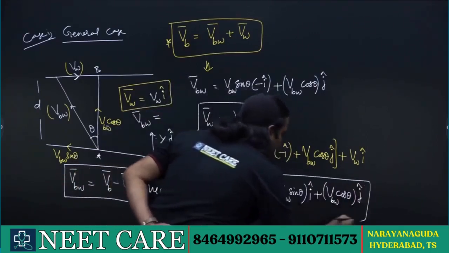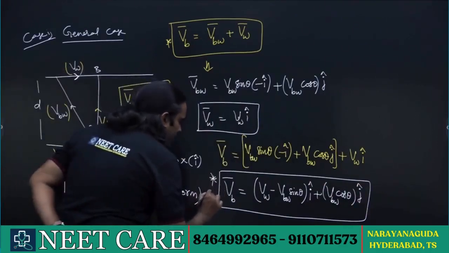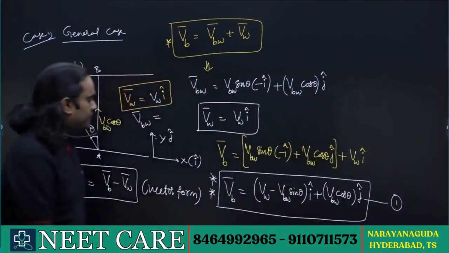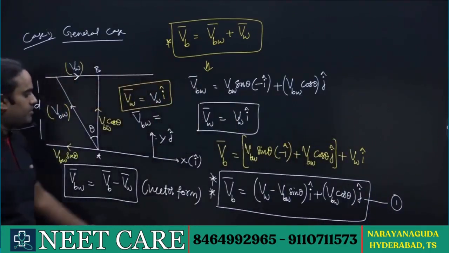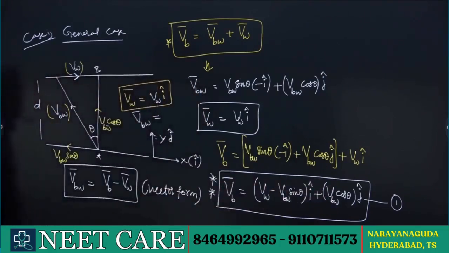Identifying this is very, very important. I've taken this as the absolute velocity of the boat. You just take it as the first equation: VW minus VBW sin theta into I cap plus VBW cos theta into J cap. This is the absolute velocity of the boat.